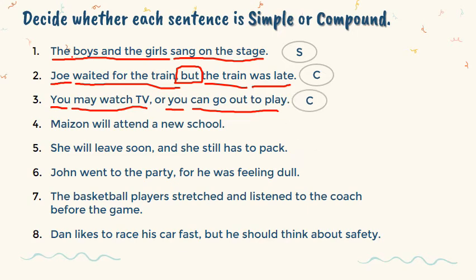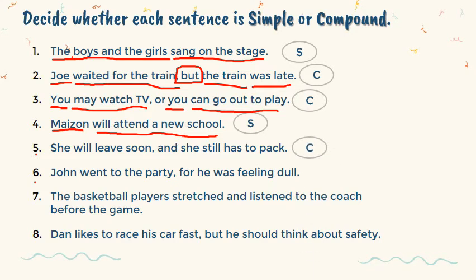Number 4: Mason will attend a new school. Subject, predicate. That's it. One idea. So this is a simple sentence. Number 5: She will leave soon and she still has to pack. So I have two ideas, leaving and packing, right? So what do you think this one is? This is a compound sentence.